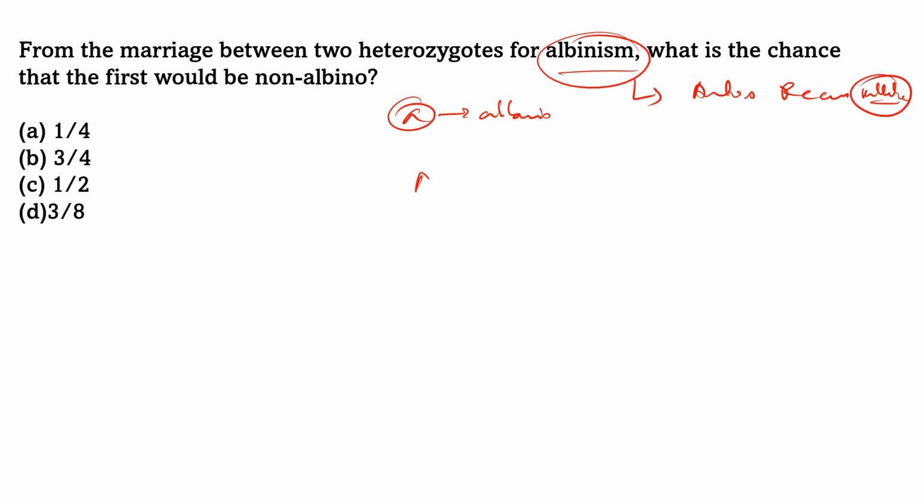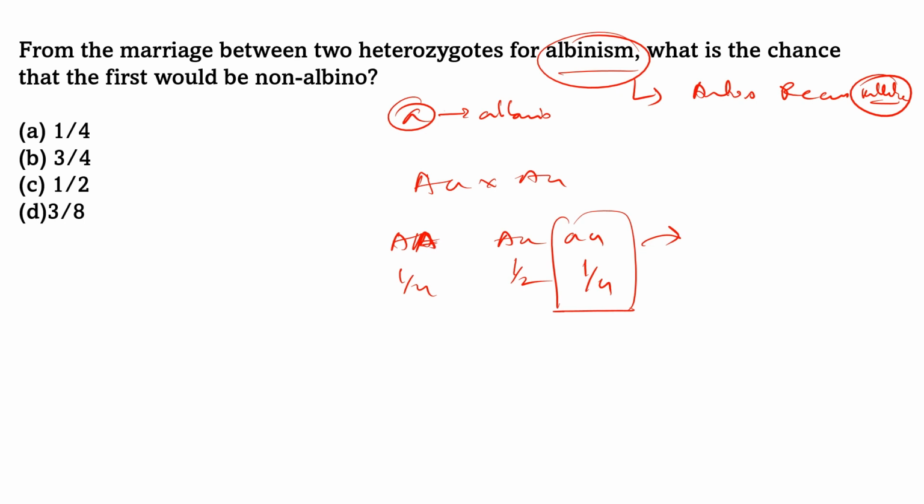In this case, if we are just crossing two heterozygotes, we already know the resultant combination, right? It will be capital A capital A, capital A small a, and small a small a. So this will be 1 by 4, and this is 1 by 2, and this is 1 by 4. So out of this, 1 by 4 is albino and 3 by 4 is non-albino.